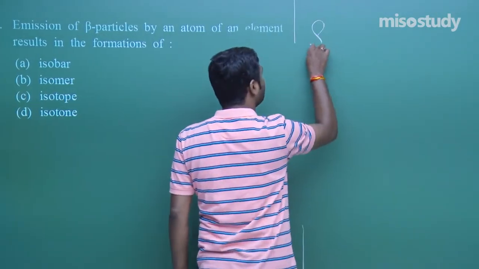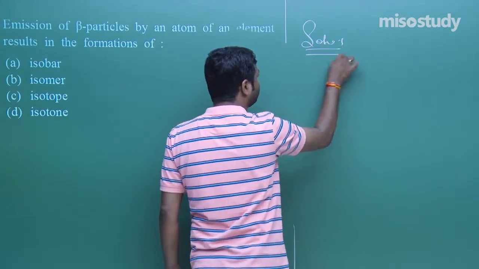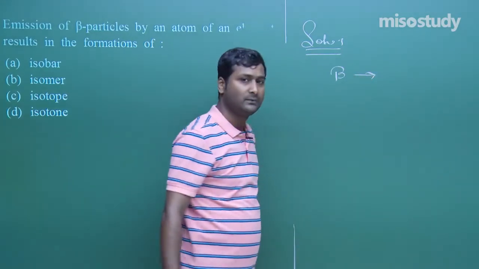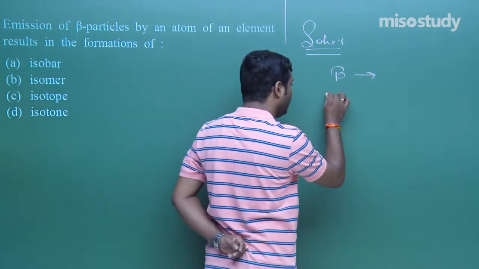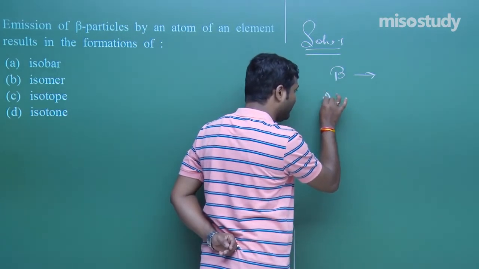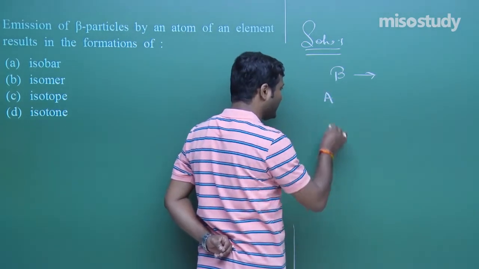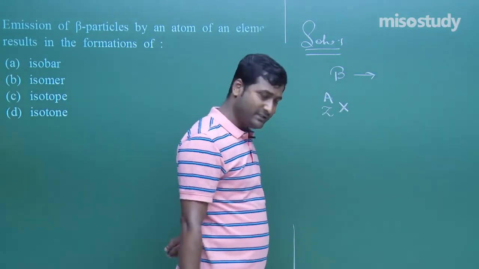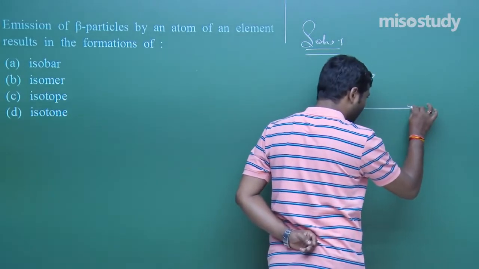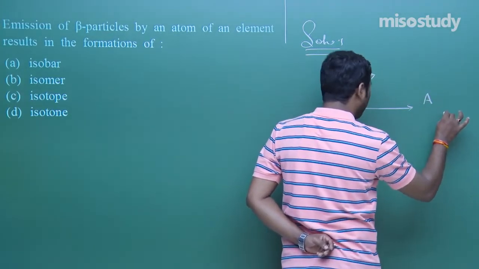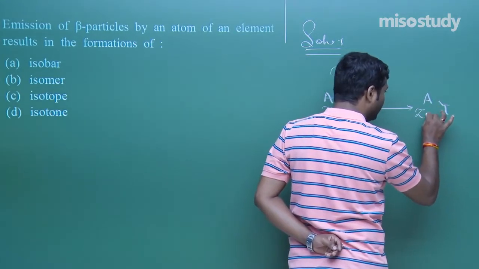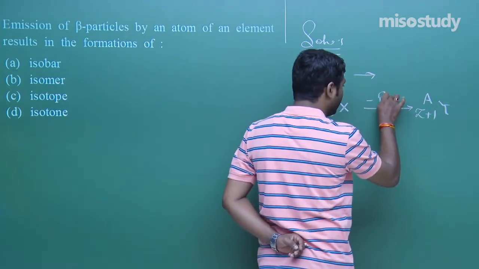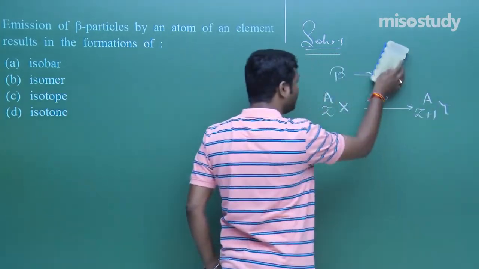The solution of this question is, as we know, if a beta particle is emitted, then what will happen? If a parent atom, or you can say nucleus, has mass number A and atomic number Z, then the emission of a beta particle leaves the mass number unchanged, but the atomic number increases by 1 due to the emission of one beta particle. This is the general concept, my friend.